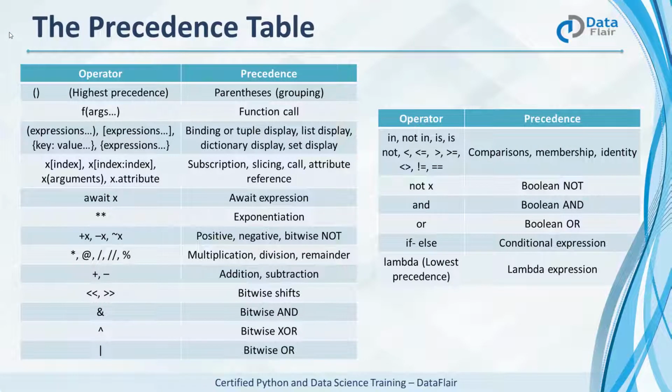This is the precedence table. Parentheses have the highest precedence, which means they are the most binding. And lambda expressions have the lowest, they are the least binding. For the cells with more than one operator, they are evaluated left to right. Comparisons, membership tests, and identity tests observe the same precedence and chain left to right. Pause your screen and simply read these at your own pace, however little it makes sense to you.